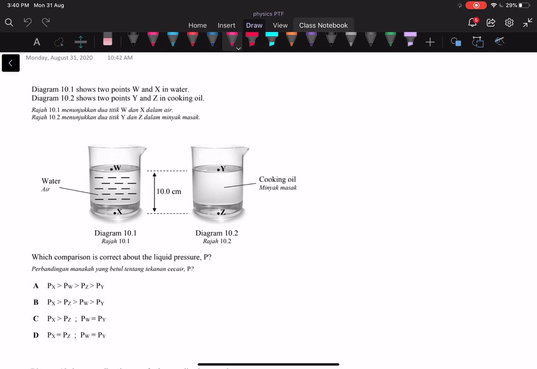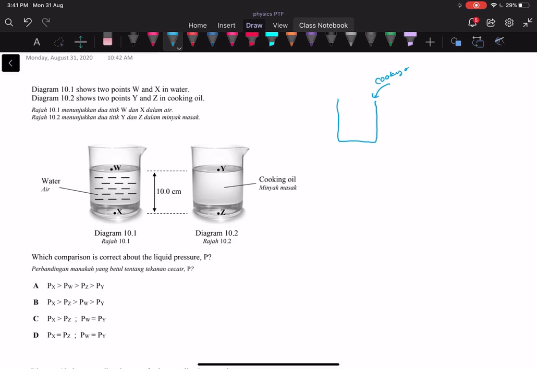Okay, so let's start here. Between cooking oil and water, mana satu mempunyai ketumpatan yang lebih tinggi? Macam mana nak remember this, ya? This is where I also see a lot of students go wrong. So let's say if I take bekas, dalam bekas I penuhkan dengan cooking oil dengan water, ya. I'm going to pour the cooking oil.